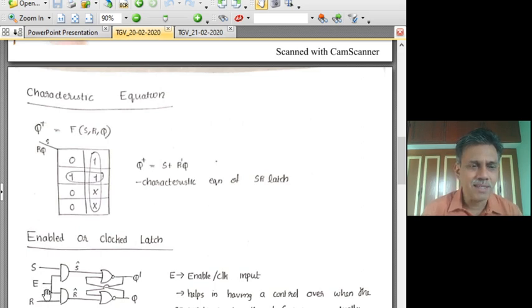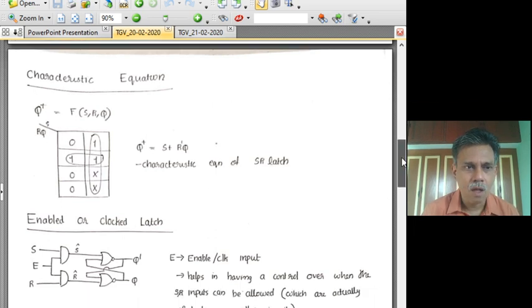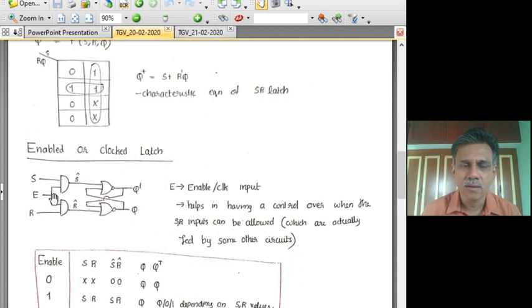We can easily see that when E is equal to 0, then S cap is equal to 0, R cap is equal to 0. That is the 0 0, or the no change condition for this latch, and this latch will not change its state, or we can say it is disabled. On the other hand, when E equal to 1, it simply allows S to propagate to S cap, R to propagate to R cap, and the role of S cap is now taken care of by S, R cap is taken care of by R. Depending upon the value of S and R, this latch will work.